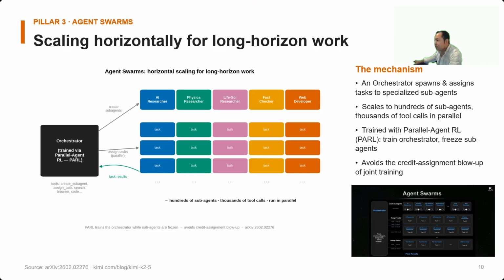In PARL, I think they trained the orchestrator while freezing the sub-agents. You optimize the one policy that does the decomposing and assigning, and then the sub-agents do the work. This is how you get reliable long-horizon behavior, including multi-step coding, deep research, and complex agentic workflows, rather than just using a single model that only shines in a single turn.